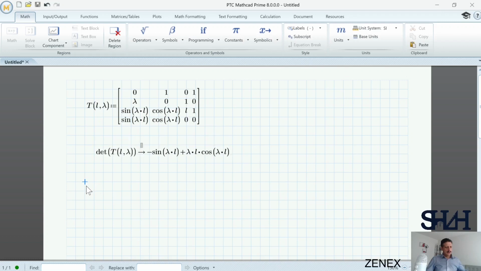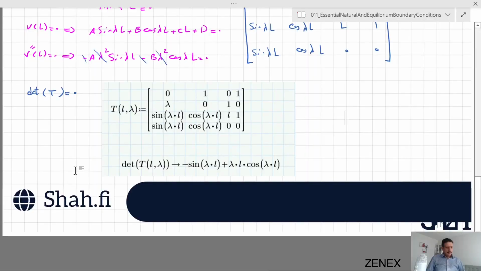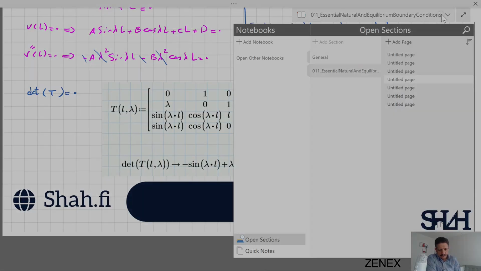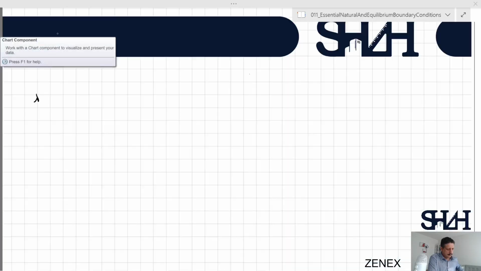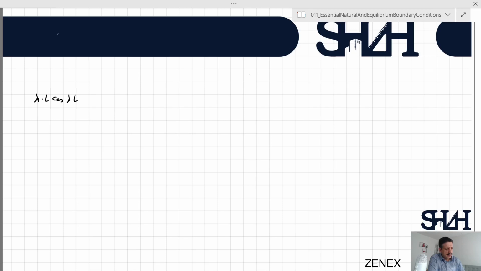So it will be minus sine lambda L plus lambda L cosine lambda L, and it should be 0. So lambda L cosine lambda L minus sine lambda L equals 0. And from here, it will be lambda L equals tangent lambda L. Or I can write down lambda L minus tangent lambda L equals 0.